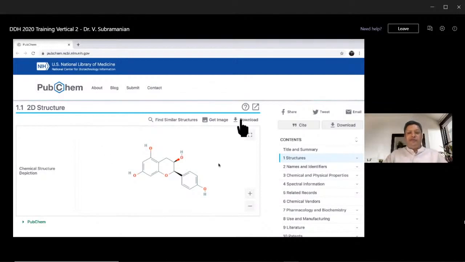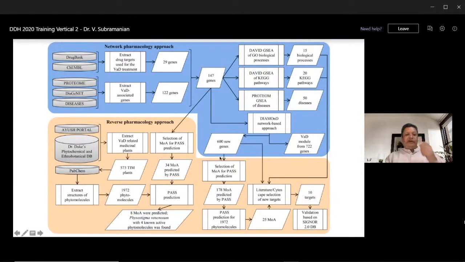Okay. So then we downloaded the 2D structure of this compound. The next thing we did is, we had a library of 1972 phytomolecules. With these structures, we used the PASS prediction. This is a software funded by the Russian academic lab of Professor Vladimir, and we have a collaboration in this project with them. So we used this PASS and tried to find out the mechanisms which are there.